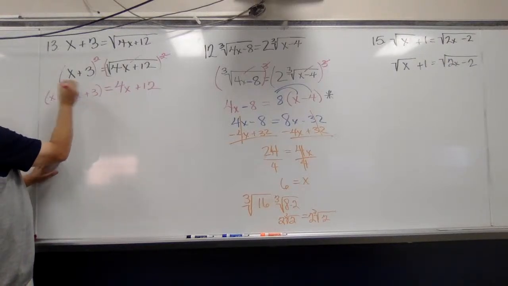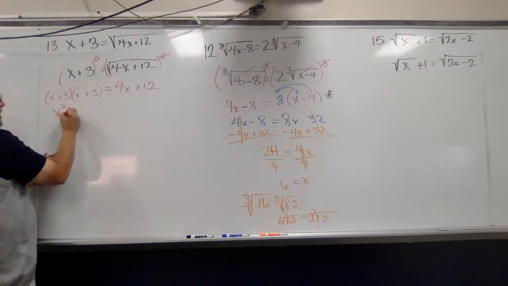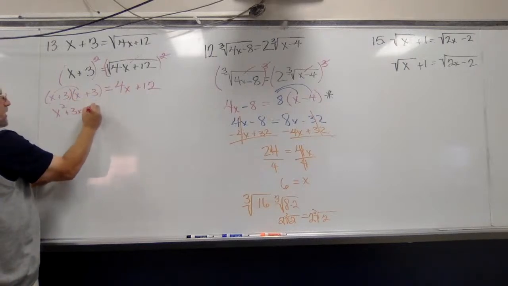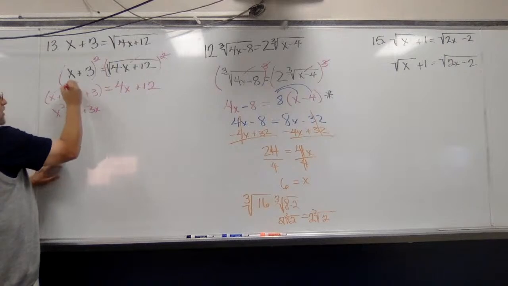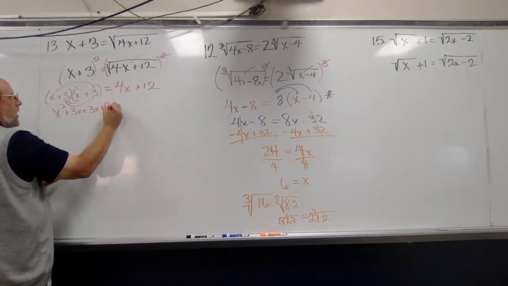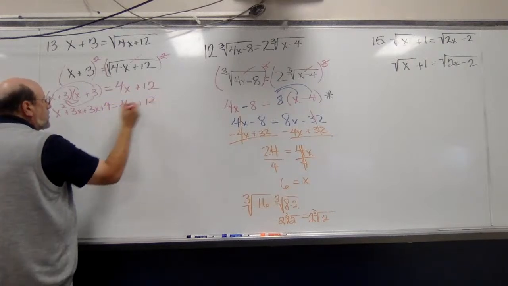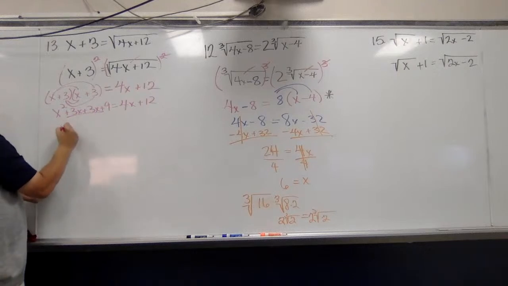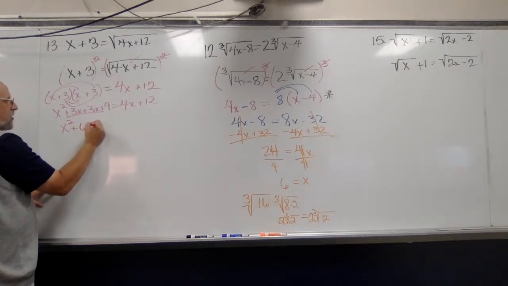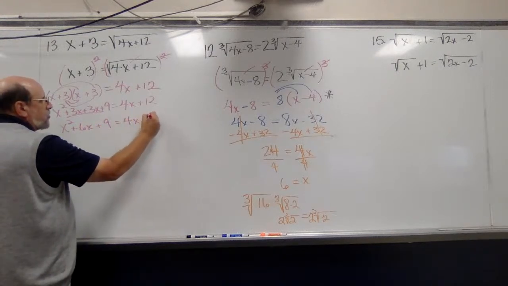So what do I get? X times x is x squared. X times 3 is 3x, plus another 3x. And 3 times 3 is 9, equals 4x plus 12. I will combine like terms here. X squared, this is my quadratic, plus 6x plus 9 equals 4x plus 12.